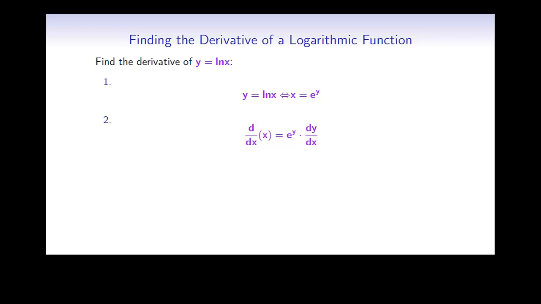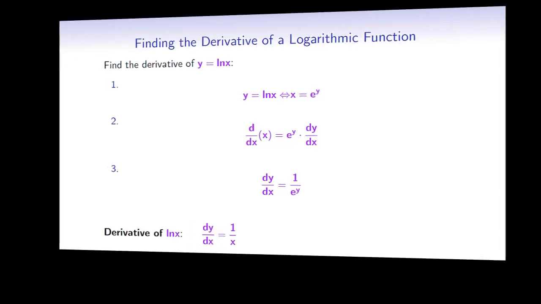So, taking the derivative with respect to x of both sides, we see that d dx of x is equal to e to the y times dy dx by the chain rule. Solving for dy dx, we see that dy dx is equal to 1 over e to the y. However, since e to the y is x, we see that dy dx is 1 over x. That is, the derivative of the natural log of x is 1 over x.